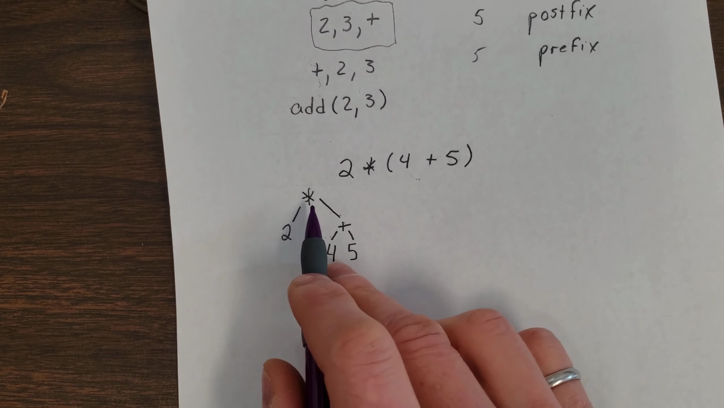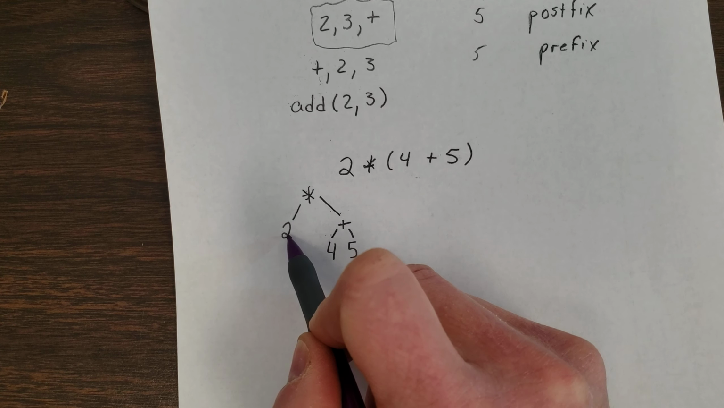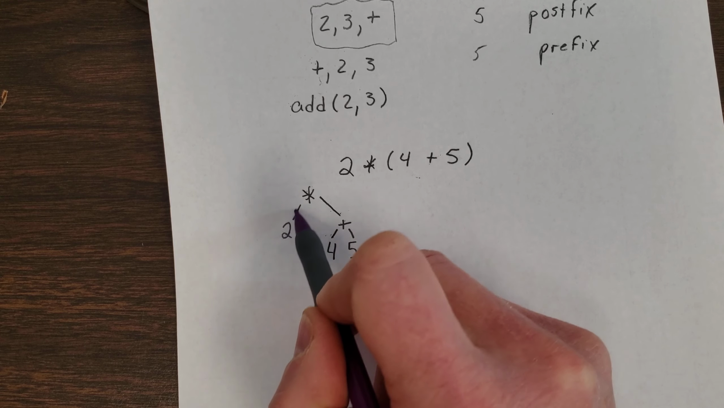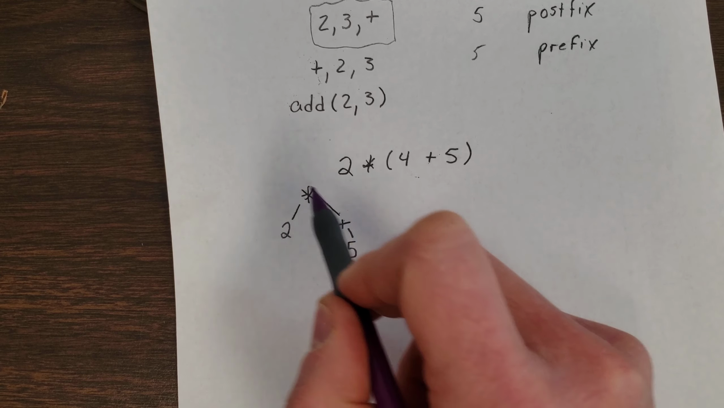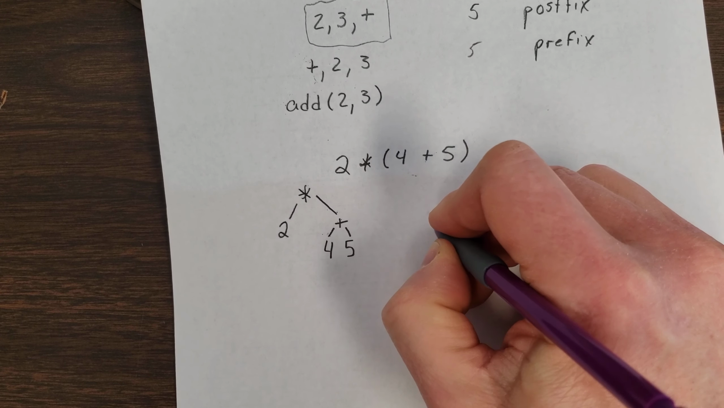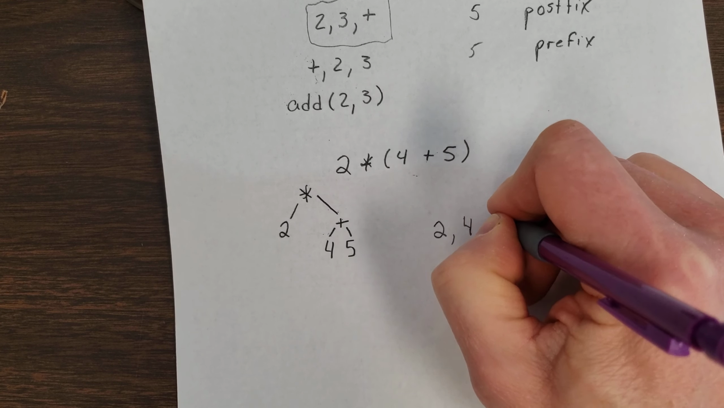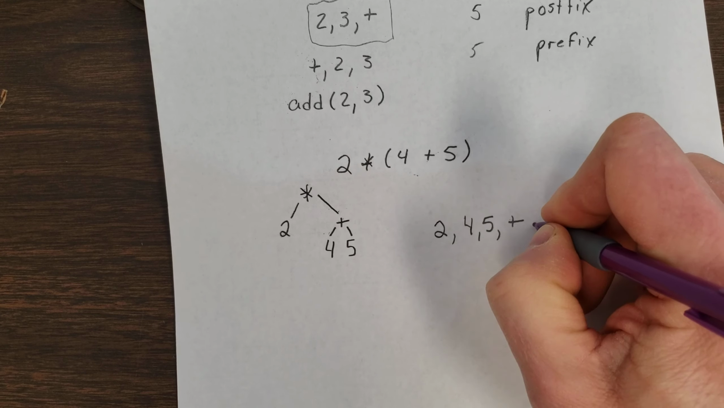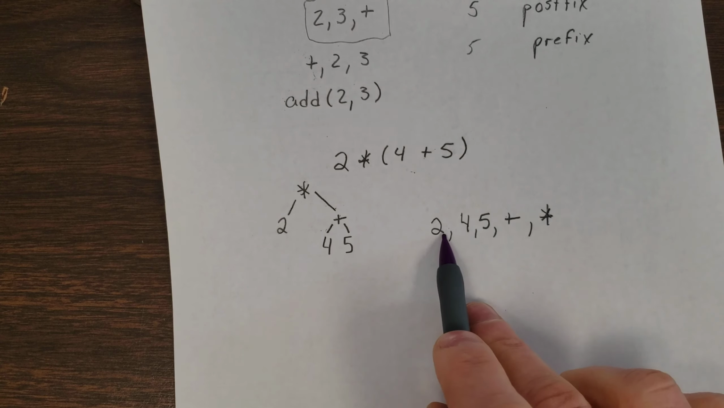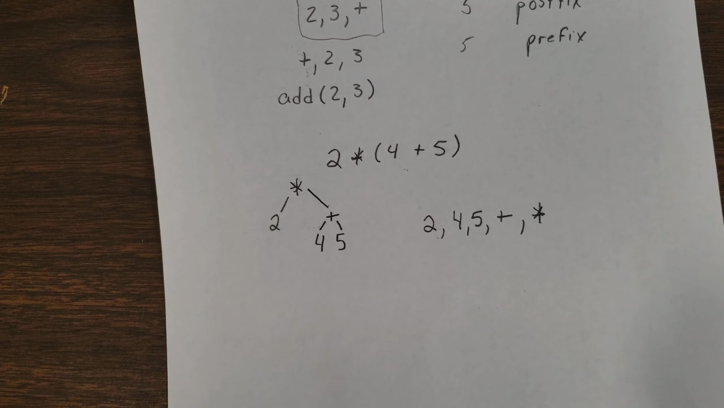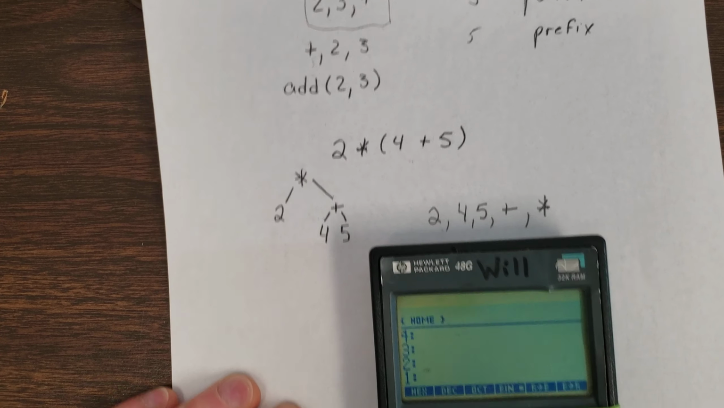But the assignment for today is to do a post-order traversal, meaning you would do 2, and then you'd wait for this. So you do 2, and you're all the way down here, and then you do 4, 5 plus times. So we would have a 2, and then a 4, 5 plus, and then a multiply. And this would be postfix notation. Now, it's probably unfamiliar to you, but I'll show you an example of a calculator that does this.